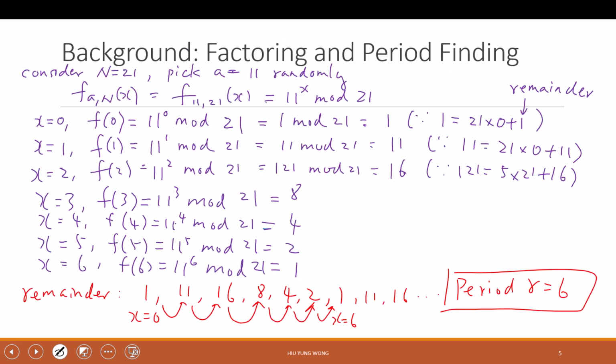How do you find the greatest common divisor? For example, for n equal to 21, okay? We already showed you, right? We pick A equal to 11. We get R equal to 6, remember? We pick A equal to 11, and then we try to find the period. We find out the period is 6, right? That's what we got.